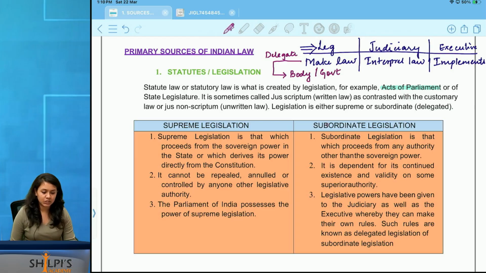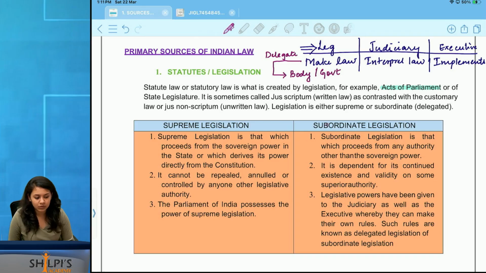Supreme legislation is that which proceeds from the sovereign power of the state or which derives its power directly from the constitution. So therefore, what is the sovereign power? We saw that the sovereign power is the highest power in the state and which derives its power directly from the constitution. That is, the constitution being the grand norm in our country, the highest, most superior law in our country, authorizes a certain body to do a certain activity.